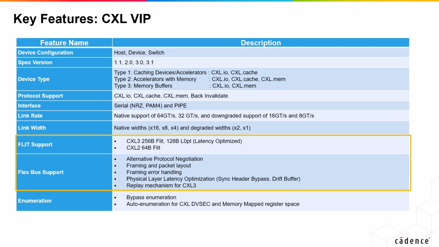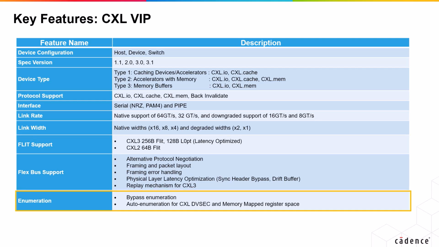The Flex Bus in CXL VIP supports various protocol features, which are as follows. Alternative protocol negotiation, framing and packet layout, framing error handling. Physical layer latency optimization such as sync header bypass and drift buffer. Also, replay mechanism for CXL3 are included. The VIP also has support for bypassing enumeration and auto-enumeration for CXL-DVSEC and memory-mapped register space.